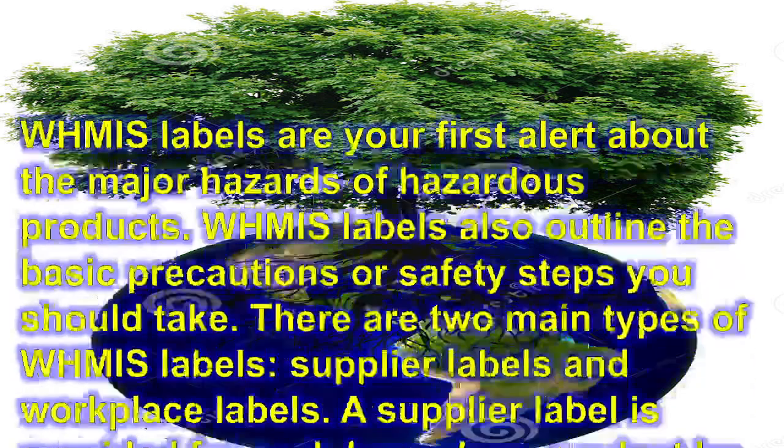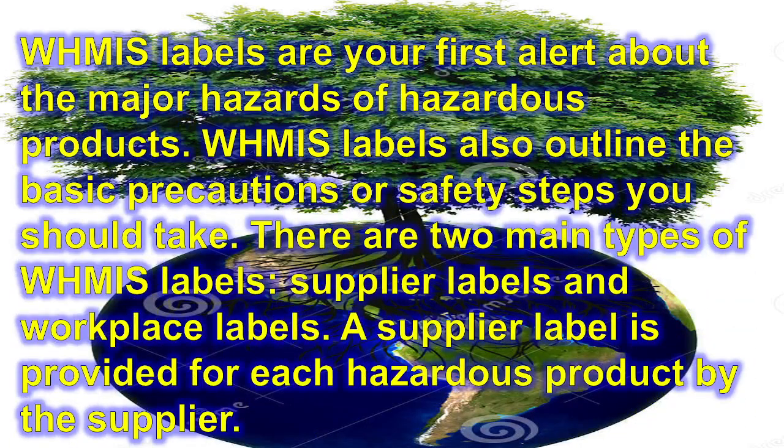WHMIS labels are your first alert about the major hazards of hazardous products. WHMIS labels also outline the basic precautions or safety steps you should take. There are two main types of WHMIS labels: supplier labels and workplace labels. A supplier label is provided for each hazardous product by the supplier.